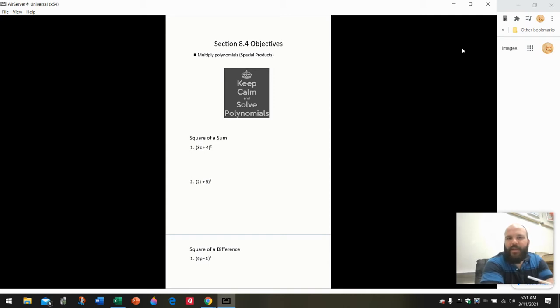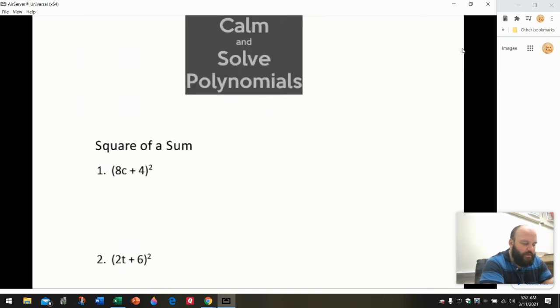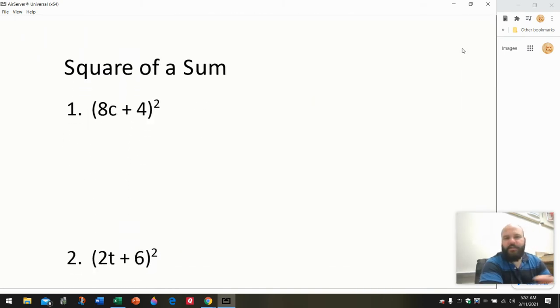It's not going to tell you explicitly use the FOIL method or use the box method to multiply. They will just give you an expression like this, and it's going to be understood that you will know how to do this, how to multiply it out, what it means. And so as you can see in this first set of directions here, it just says square of a sum. And what they want you to do is multiply this out. They don't tell you how to multiply it out. You just see this notation and it says this expression, this quantity, is being squared.